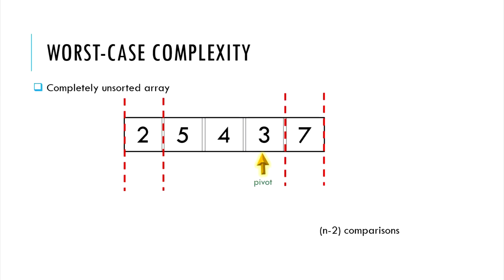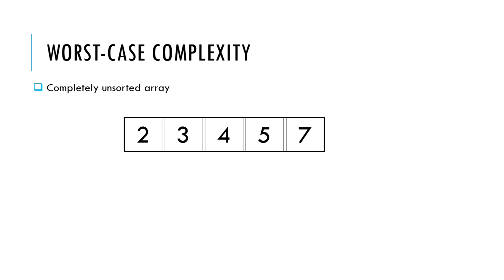We would still need n-2 comparisons to figure out that this is actually the smallest element. Then n-3 comparisons, and so on. Thus, we demonstrated the worst case performance of order of n square here. But in the initial completely unsorted array, what would have happened if the pivot was the middle element?